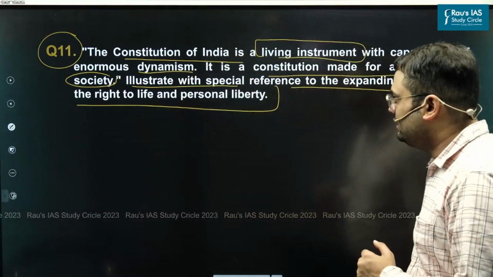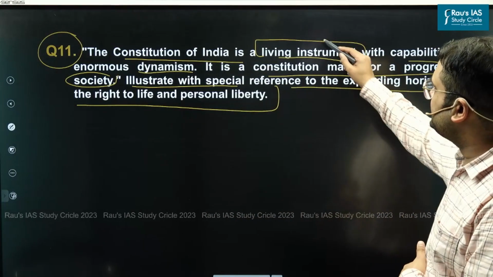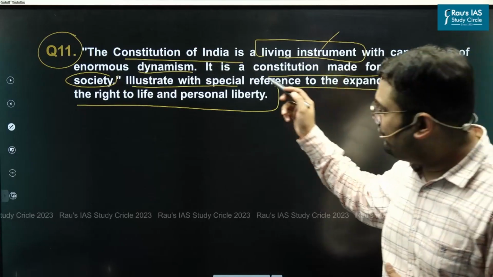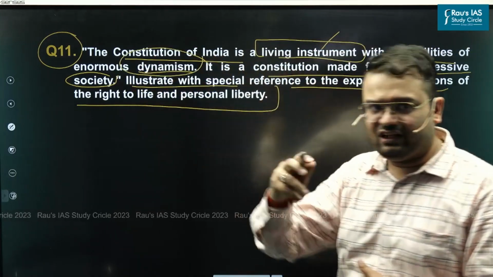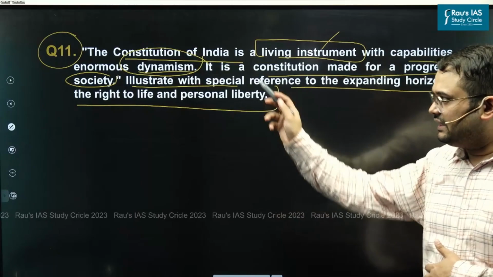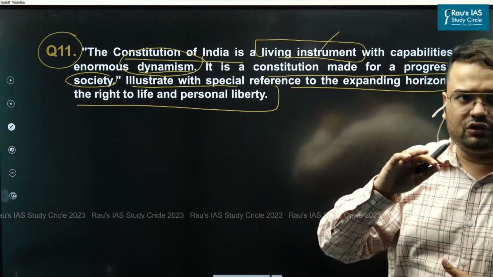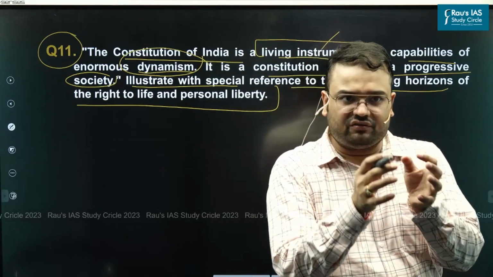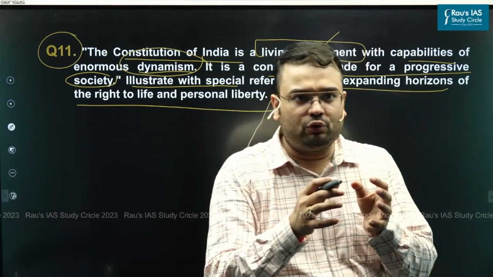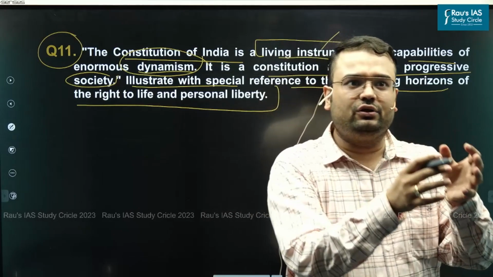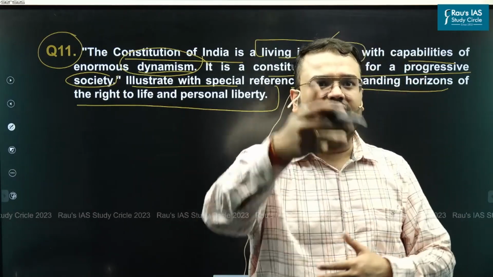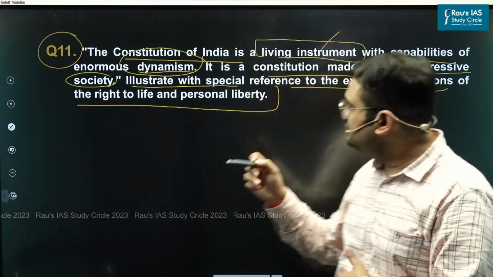Let's look at it. It says Constitution of India is a living instrument and it has capabilities of enormous dynamism. It is very dynamic in nature. What exactly does this statement mean? It means that the Indian Constitution is not just a letter. It essentially is capturing certain values, and in order to manifest those values into reality, the Indian Constitution behaves in a dynamic manner. In this respect, what else does it say?